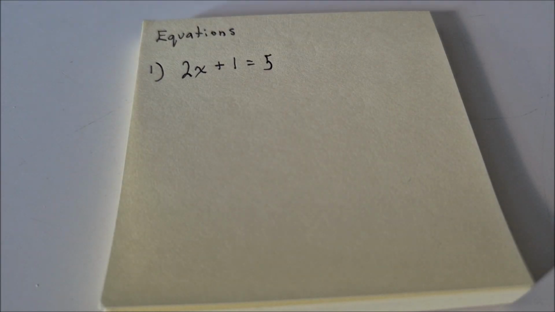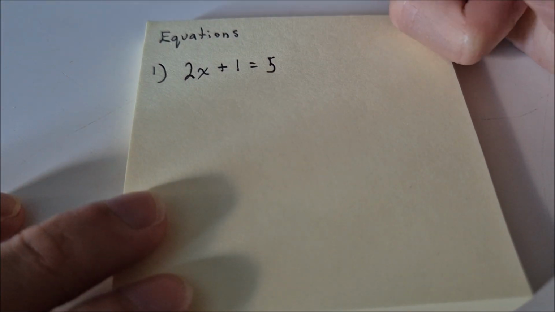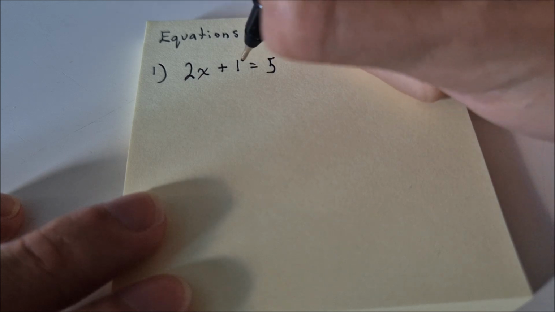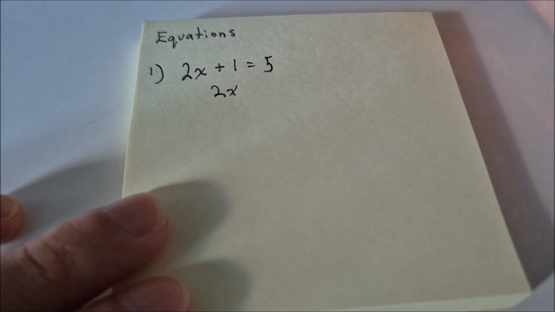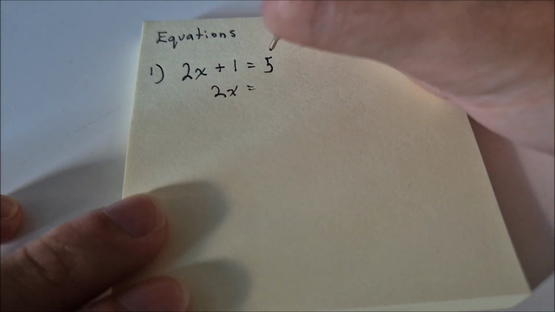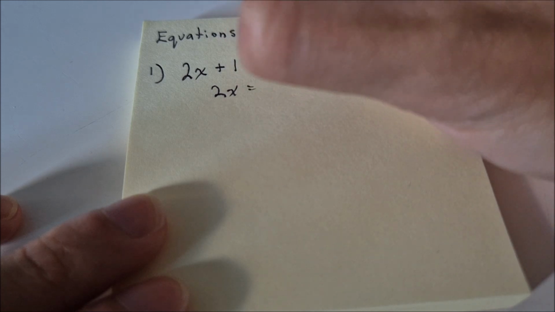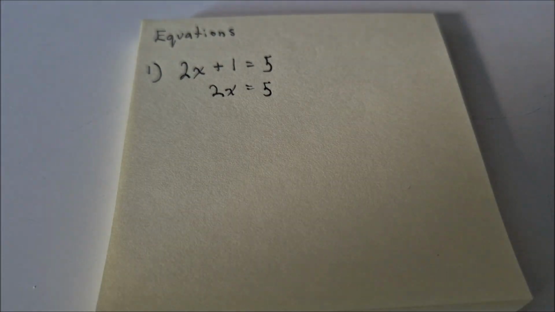So for this one, we have 2x plus 1 equals 5. And we want to solve for x. So the first thing we do is we combine like terms. So we have 2x equals, well, we have 1 here and a 5. Those can be combined, but we have to do this 5. And we take away 1 from both sides.